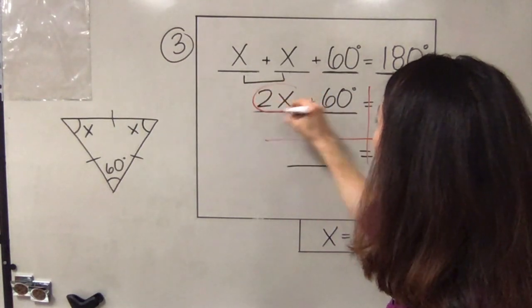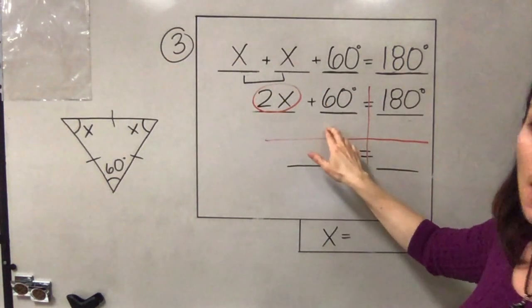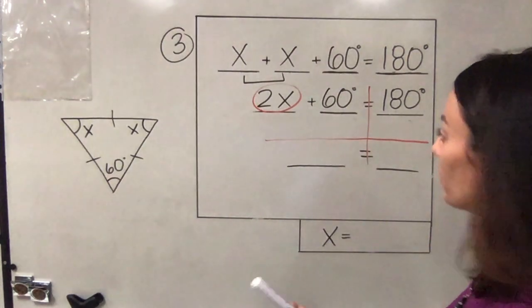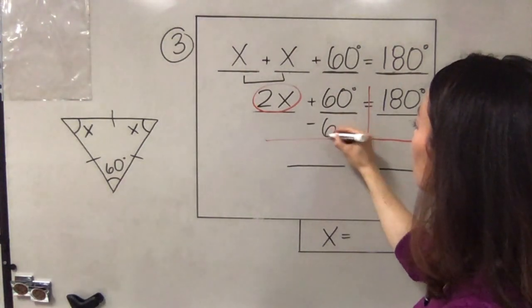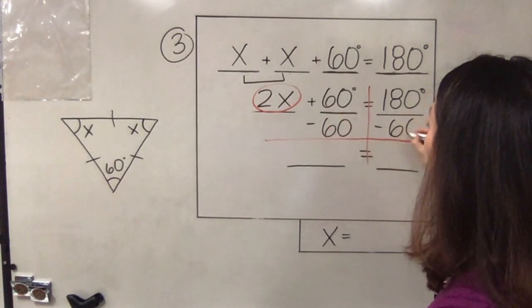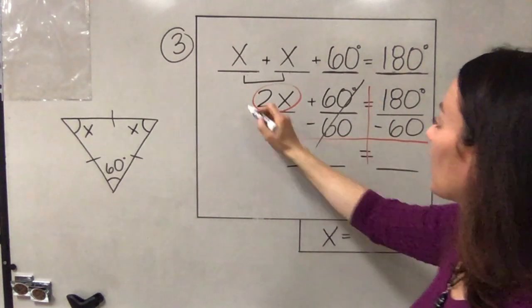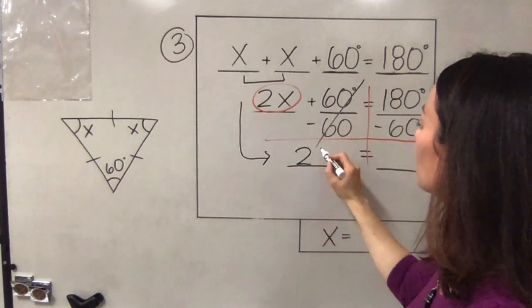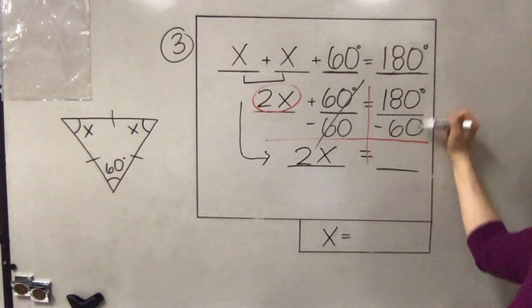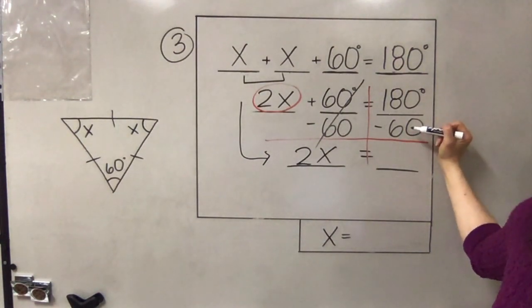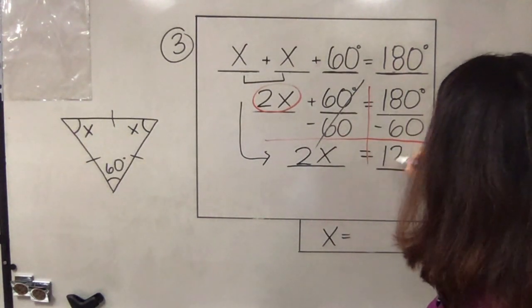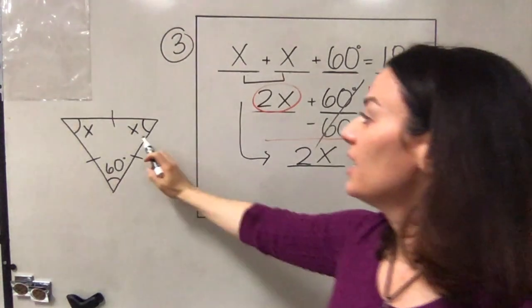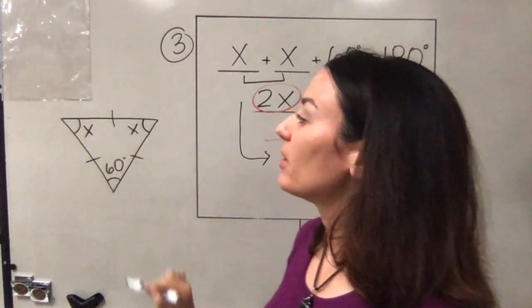Okay, we can circle 2x. We're going to bring it down. What is the opposite of adding 60? Subtracting. We want to subtract 60 from both sides. Great. The 60s cancel out. Bring down the 2x. Now 2x equals, what's 180 minus 60? It's 120. So I know that if I add x and x together, they're going to be 120.